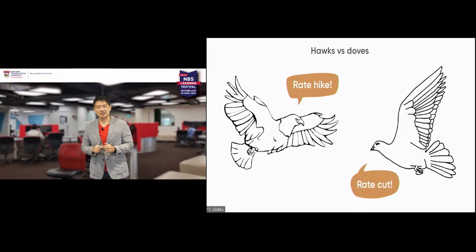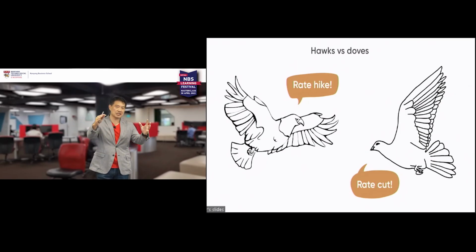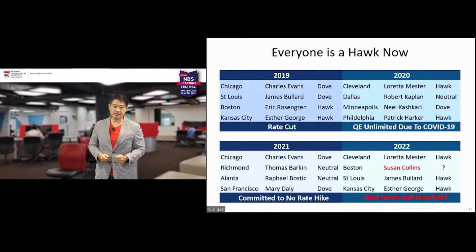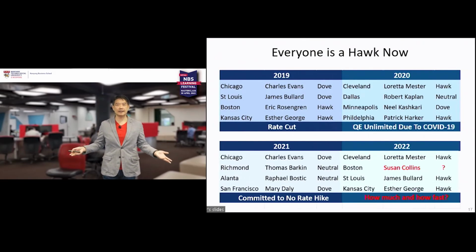The doves, the gentle birds out there, they say, oh, I'm so concerned about growth. Maybe this inflation is not so bad. We should not suppress it so hard. And therefore, they want to keep interest rates low. So you have the hawks and the doves within the Federal Reserve debating what they should do. Should they be raising interest rates? Should they be lowering interest rates? And it turns out that today, because of very, very high inflation, everyone now is a hawk.